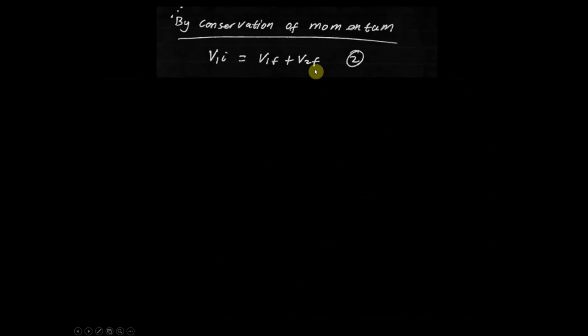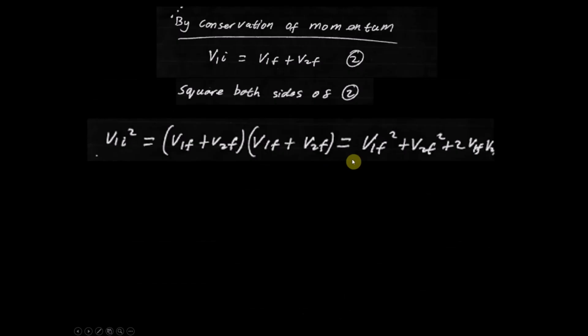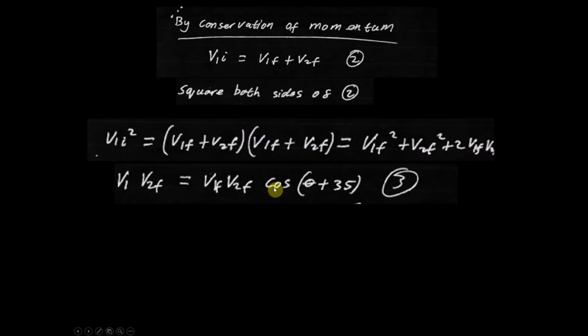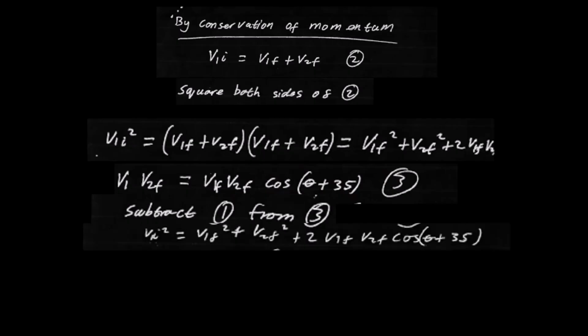By conservation of momentum, this must be true. We can square both sides of 2, and you can see this is going to look very familiar here. v1f squared plus v2f squared plus 2 v1f v2f. Rearrange this, and we can put this in terms now of our x direction. So we'll end up with equation 3. Now let's take equation 3 and do something with it. Let's subtract 1 from 3. This will give us this solution.